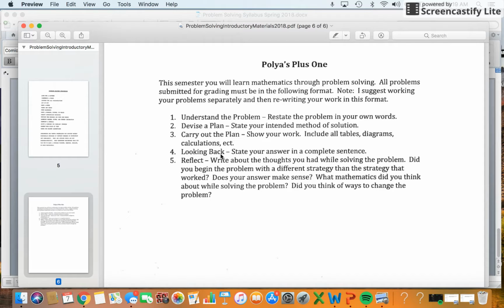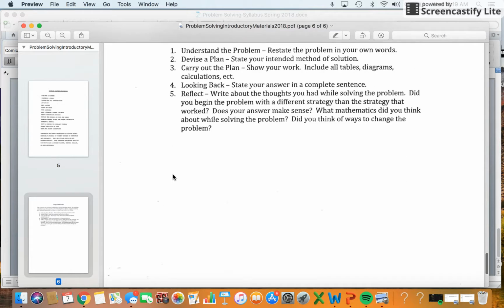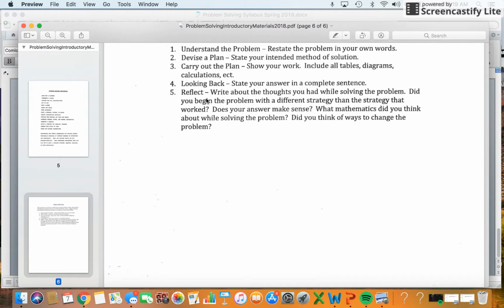So looking back is simply to state your answer in a complete sentence. So, the number of jelly beans in the jar is, or something like that, if you're solving jelly bean problems. The 5th element in your homework notebook will be a reflection piece. And this can be anything, really. If you had a lot of difficulty getting started, then you might include some thoughts on that, things you tried that didn't work out so well.